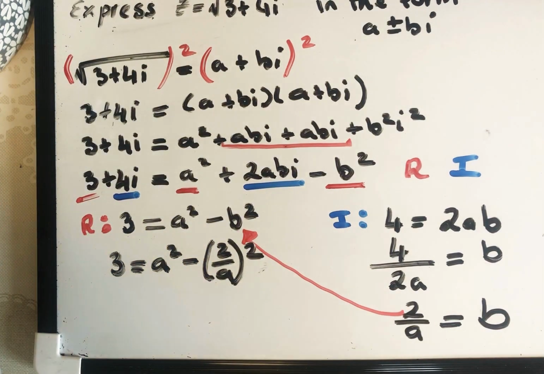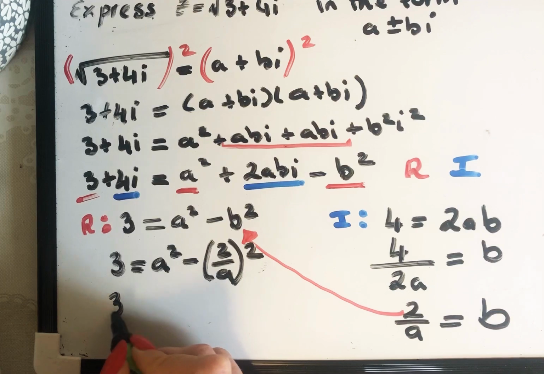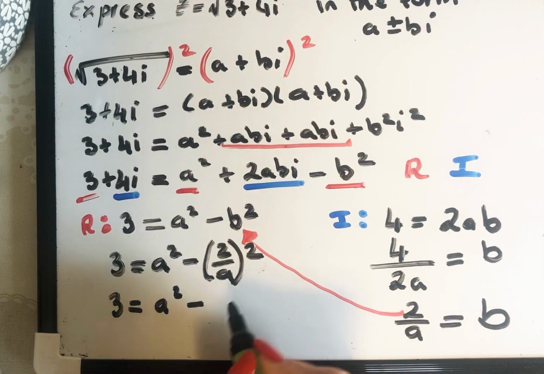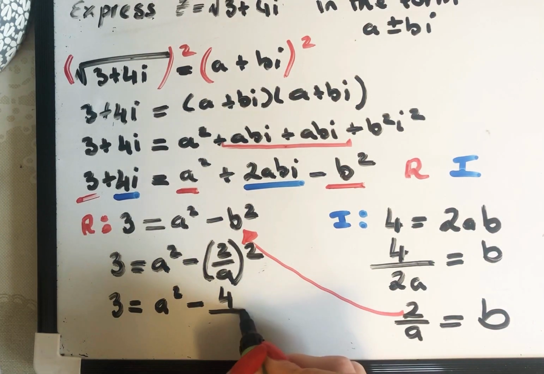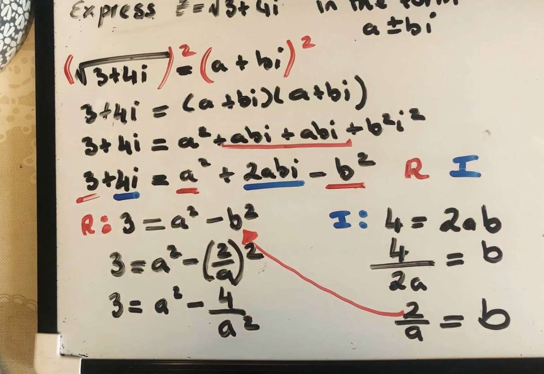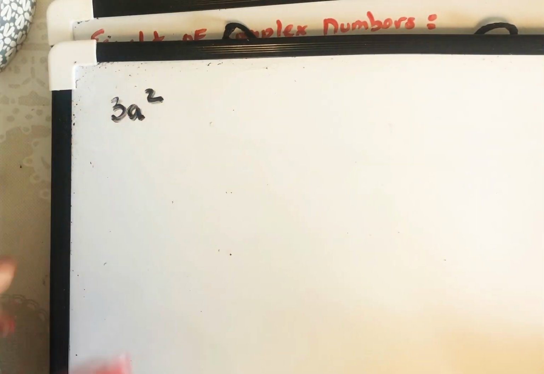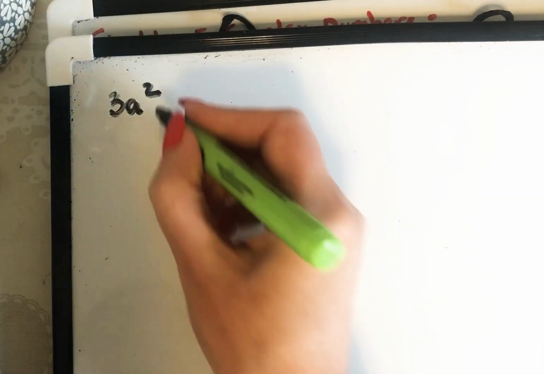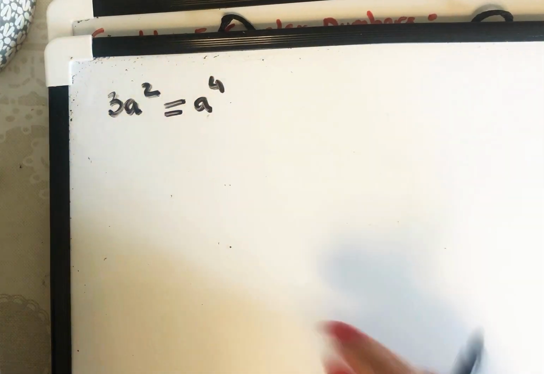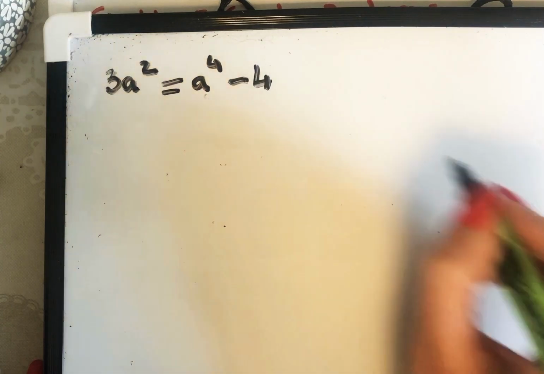So we have 3 is equal to a squared minus (2 over a) all squared. And you can see now that we have an equation all in terms of a. So we'll square out this bracket first of all. So we have 3 is equal to a squared minus, well, 2 squared is 4 and a over b squared is a squared. Now we're going to multiply across by a squared. So we're going to have 3a squared is equal to a to the power of 4 minus 4. So we multiply across by a squared.